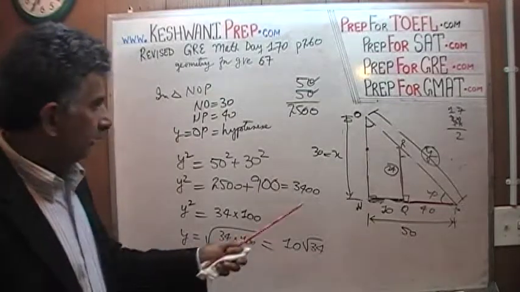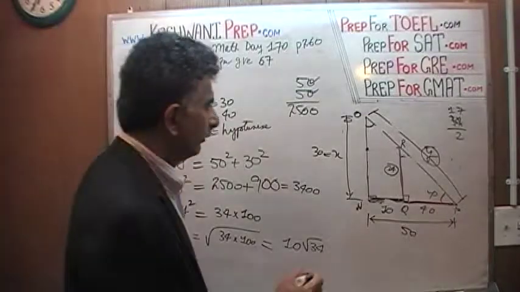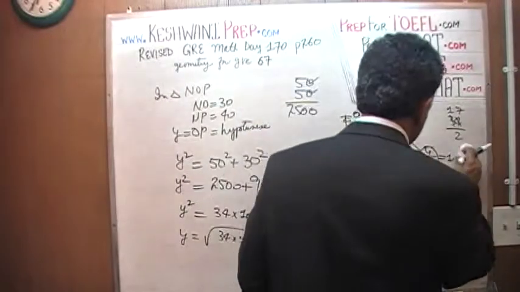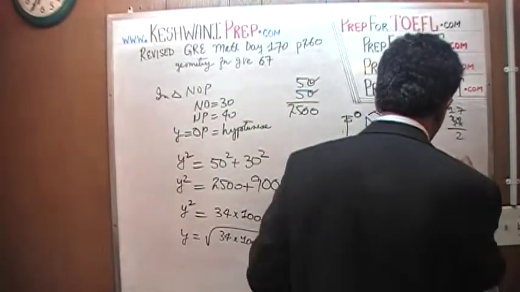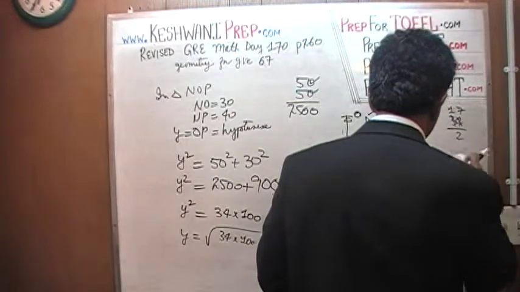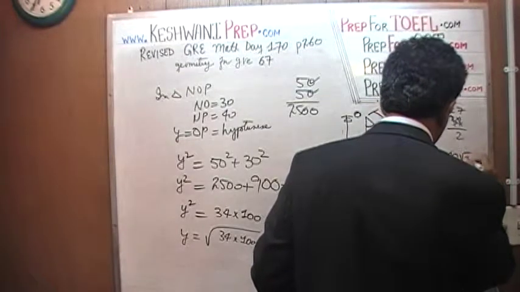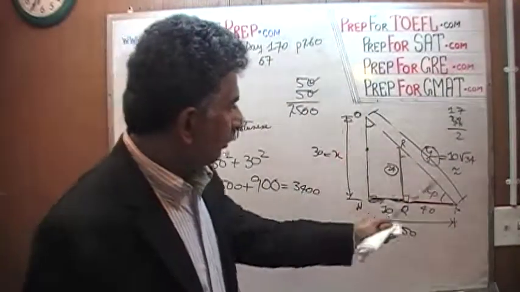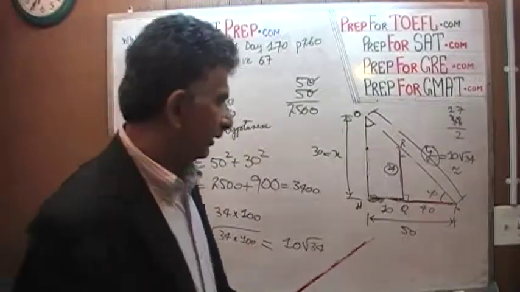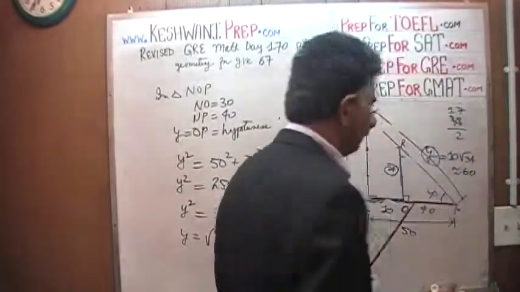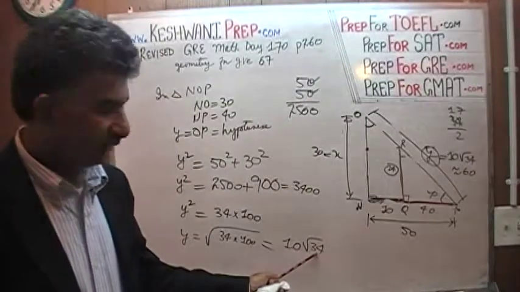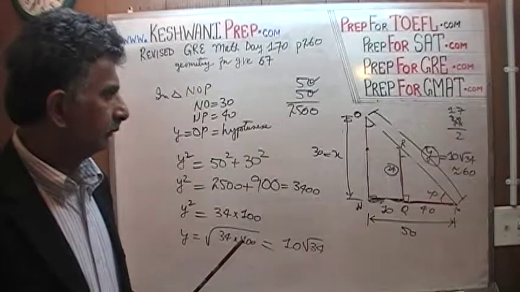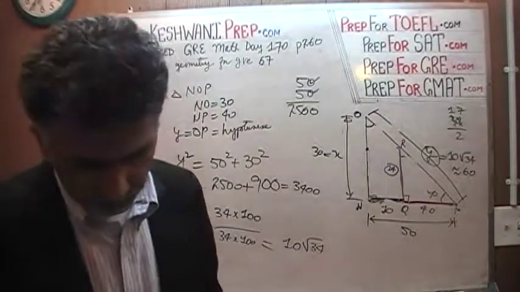So the answer is Y equals 10 times the square root of 34. Or in the exam, if they ask you O to P is approximately how much, if they use the word approximately, then you're going to say it's approximately 60, because the square root of 36 is 6, and 6 times 10 is 60. Approximately 60. That's all there was. That was the end of that problem.